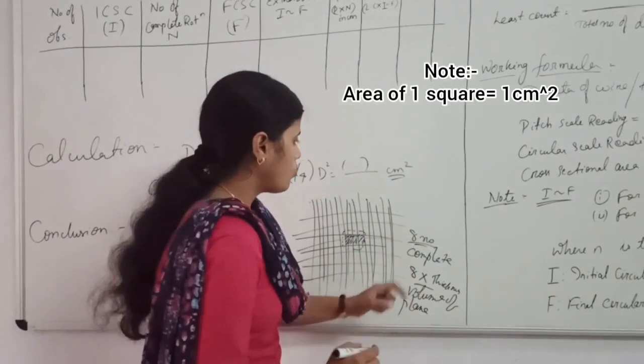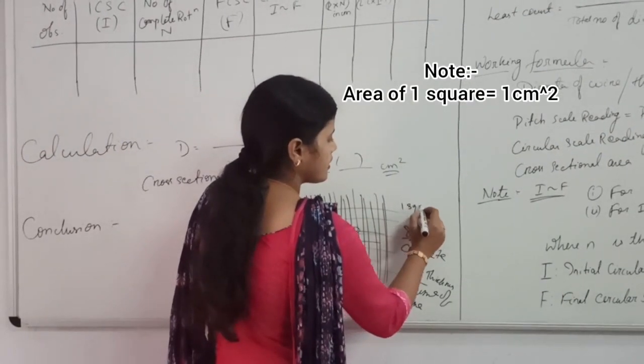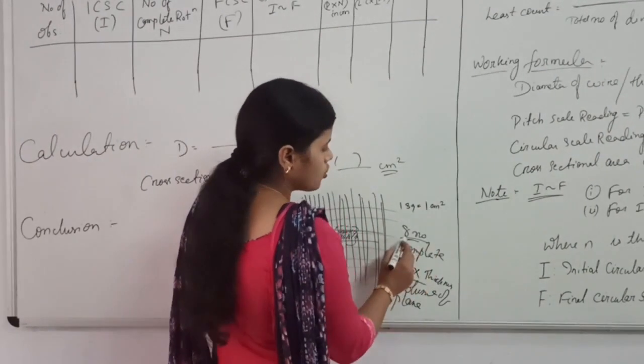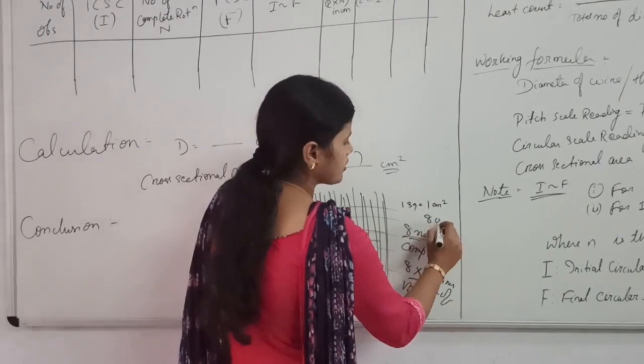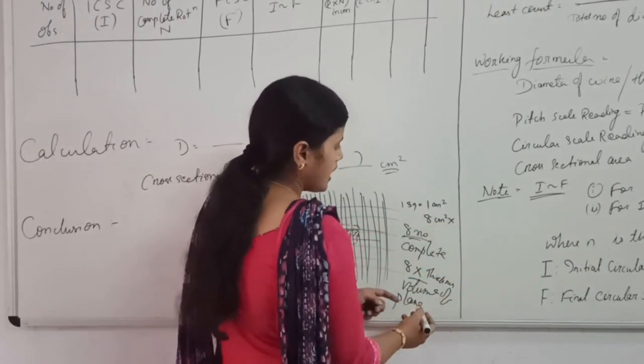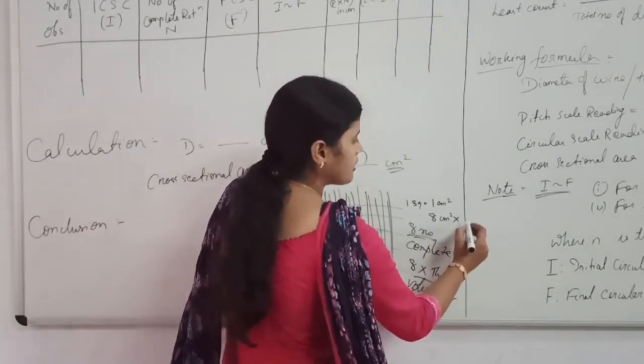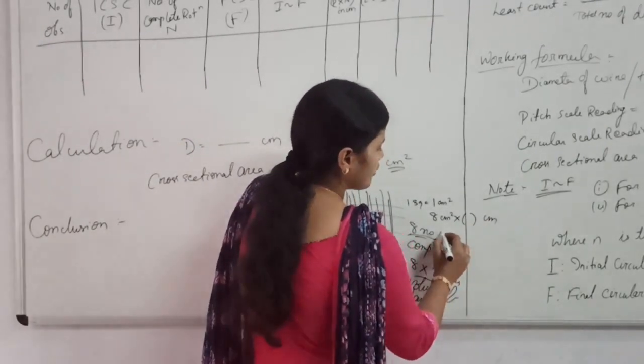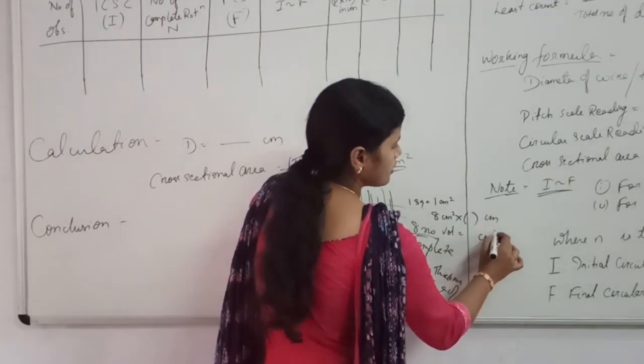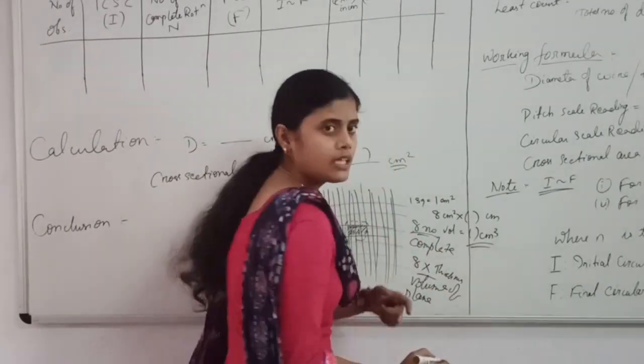Because 1 square is equal to 1 centimeter square. So you got 8, so it will give you 8 centimeter square into the thickness. Thickness will be found in centimeter. So when you multiply the thickness in centimeter, you will get the volume in centimeter cube.